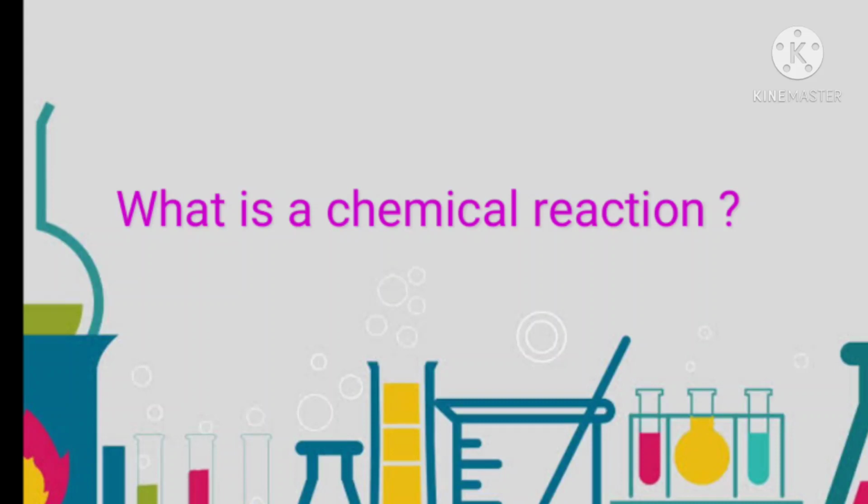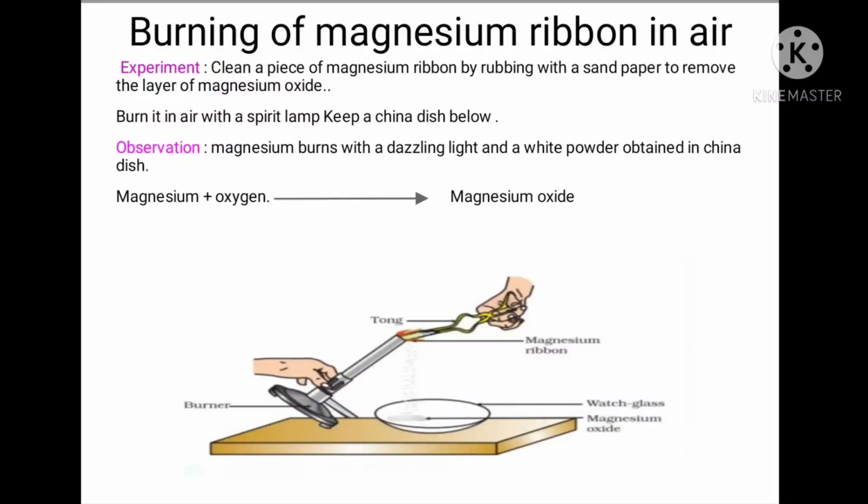Let's see some activities related to it. Burning of magnesium ribbon in air. The materials required for this experiment are tongs, spirit lamp or burner, watch glass and magnesium ribbon. First, clean a piece of magnesium ribbon by rubbing with sandpaper to remove the layer of magnesium oxide and burn it in air with the spirit lamp. Keep a china dish below.